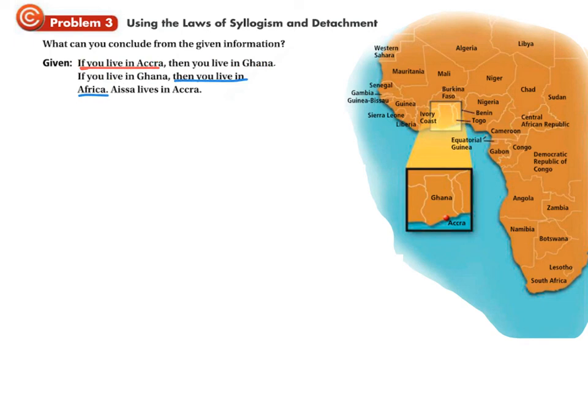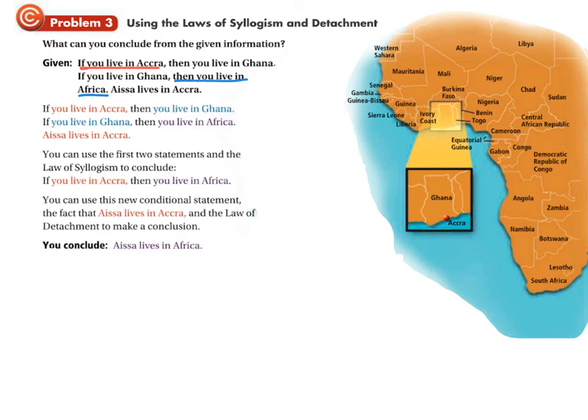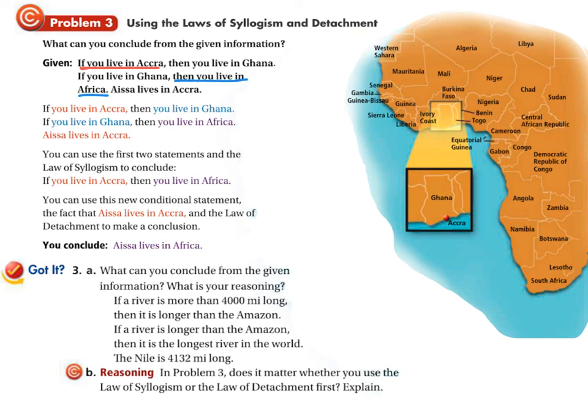Now, Isa lives in Accra. We know now that the hypothesis is true. What can we conclude? Okay. Well, we can conclude that Isa lives in Africa. And again, this just explains what I explained. We combine them to become this statement, and then we know that this hypothesis is true, so we can make that conclusion. Yep. Try your hand at this got it problem.